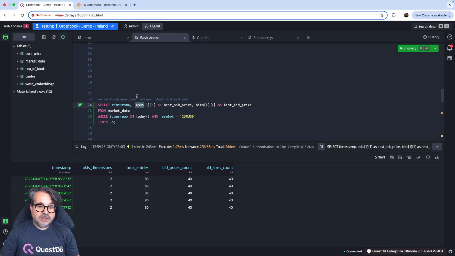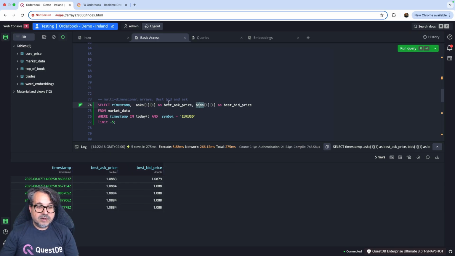So I told you, the first position is the prices. So something I can do, if I want to get the best bid and the best ask price, I can go to the first position, which will be the prices, and then the first price in that second array. And the same thing for the bids. So here, when I access ask 1 1 and bids 1 1, I'm getting the best ask price and the best bid price in this array. Okay?